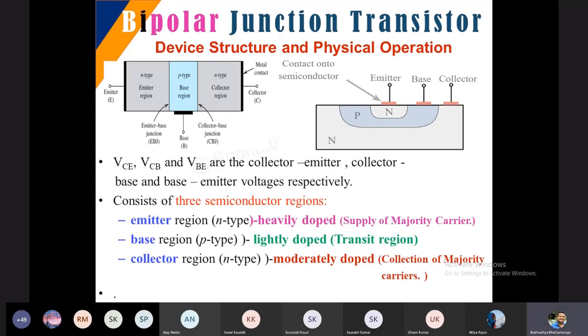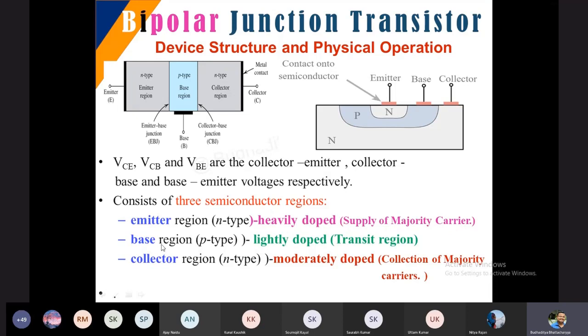Why? Because it's a collector. The larger the region of the collector, the more electrons it will accept. And as it accepts more and more electrons to pass through, the more current will be generated on the other side. All right, so that is why the three semiconductor regions are divided accordingly. You can observe the emitter region, that is basically where it is emitting. If it is an NPN transistor, it should be heavily doped, for the supply of majority carriers.